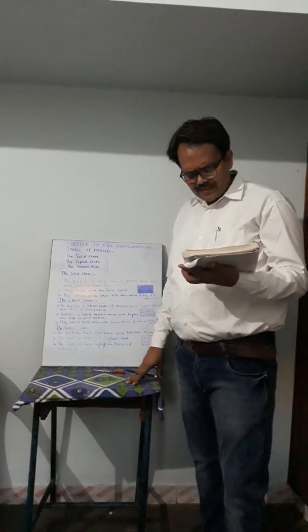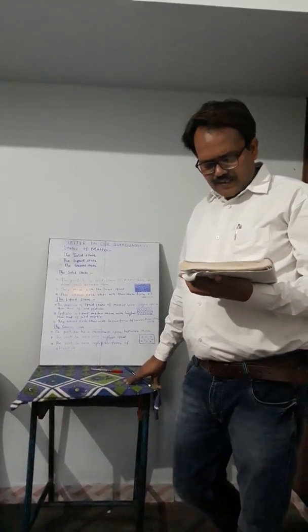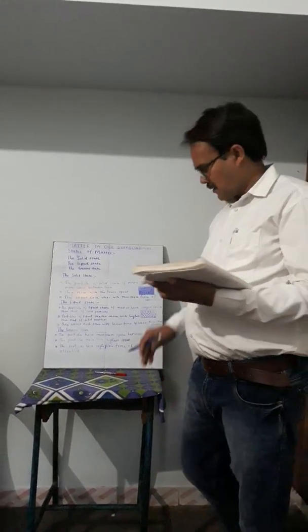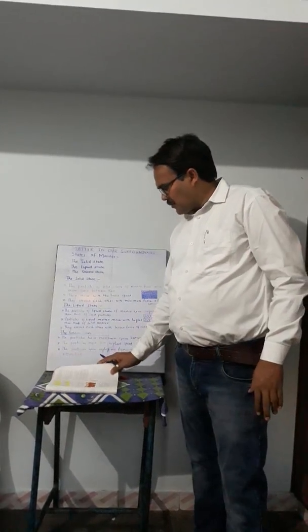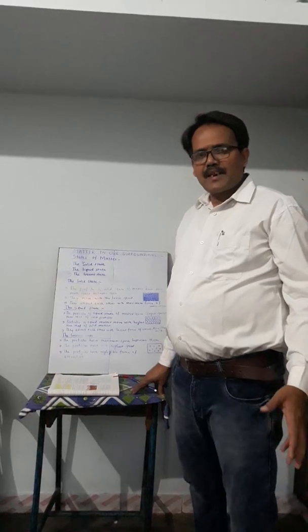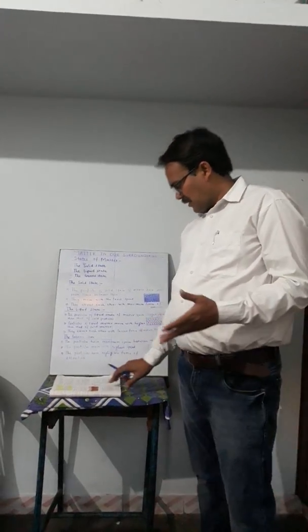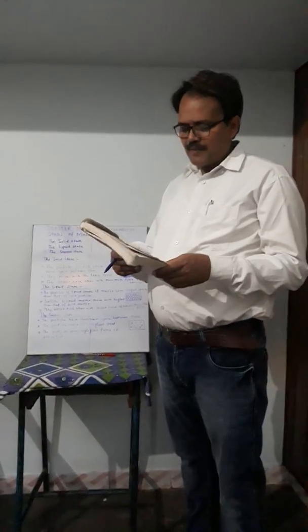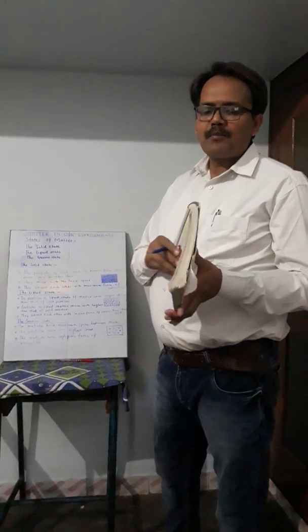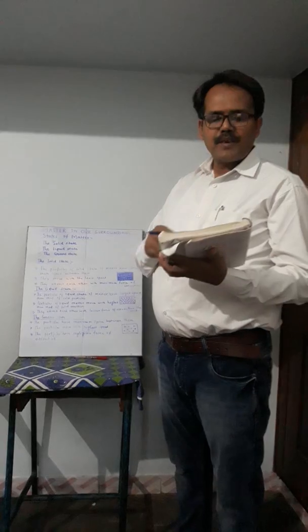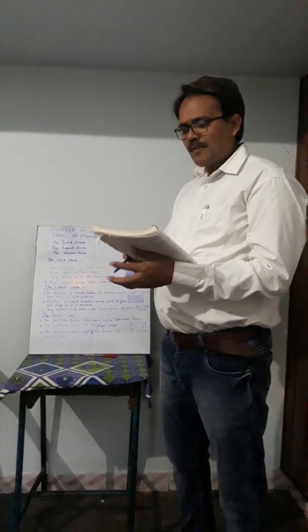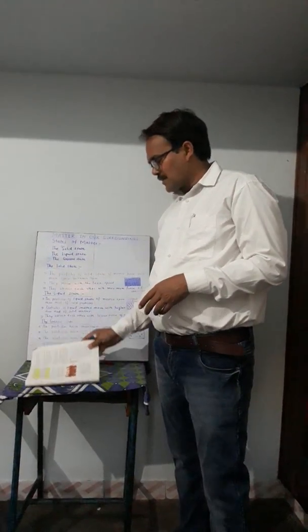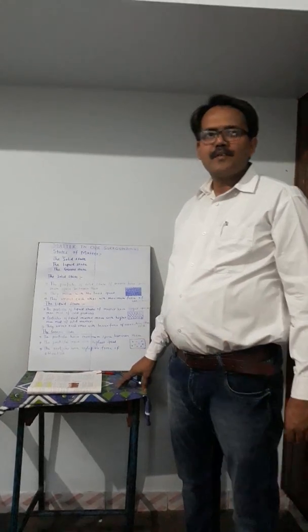The fourth question is: what are the characteristics of particles of matter? We discussed three characteristics last day, and you write those only. The particles of matter have space between them. The particles of matter are continuously moving, and the particles of matter attract each other. These are the three characteristics of particles of matter.